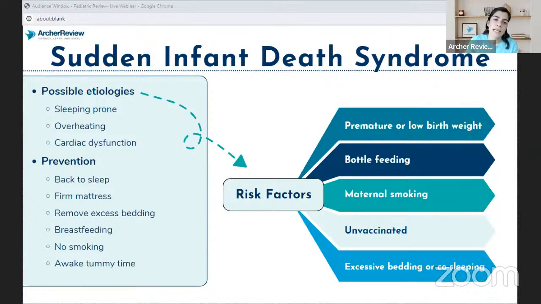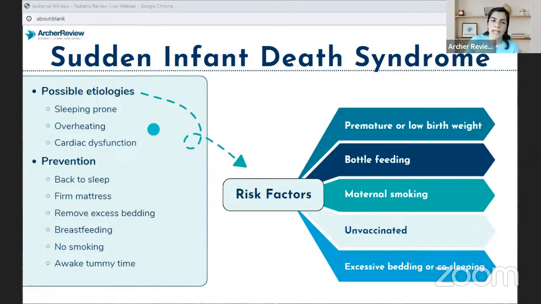They're not overheating, so you don't want them in those extra blankets. You want to keep the room temperature nice and cool, because you don't want them to get into a really deep sleep, which is one of the correlations they've been finding with SIDS, that babies just get into a really deep sleep and they don't wake up. So you want to keep that room cool.